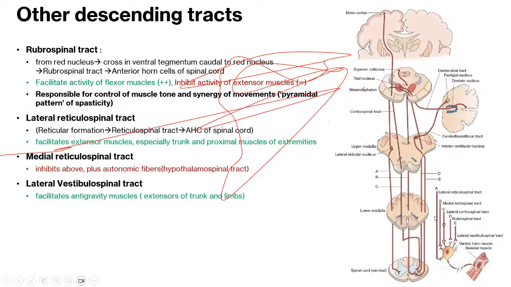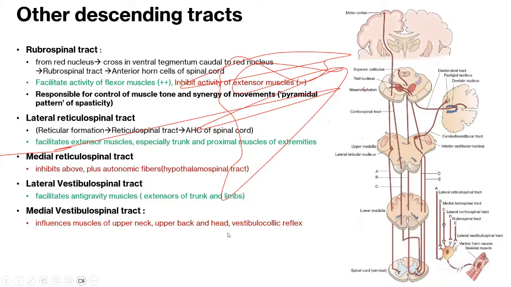Then the lateral reticulospinal tract. As we see here, this forms from the reticular formation, and they also end in the anterior horn cells of the spinal cord. This facilitates the extensor muscles, especially the trunk and proximal muscles of the extremities. Next, medial reticulospinal. This inhibits all the muscles, and it is inhibitory, and autonomic fibers are also inhibited. Next, lateral vestibulospinal and medial vestibulospinal. Lateral vestibulospinal facilitates the anti-gravity muscles, extensors of the trunk and limbs.